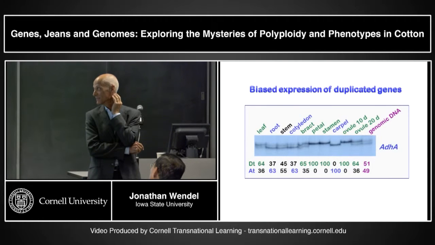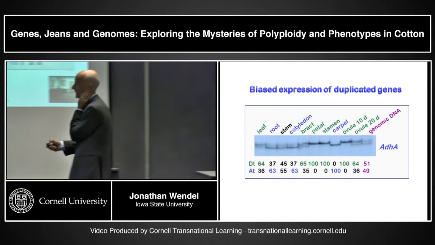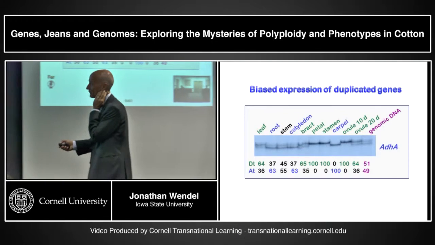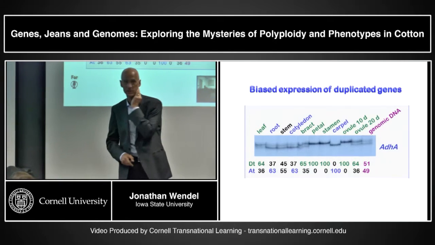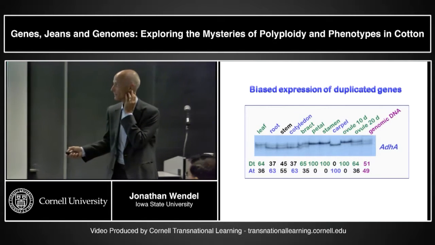Anyway, this is an SSCP gel, and it just shows cDNAs run out on these basically sequencing gels, denaturing gels, and you show different organs up at the top and different levels of expression of the two homologs. And this is from one individual. And it goes crazy. It varies all over the map.